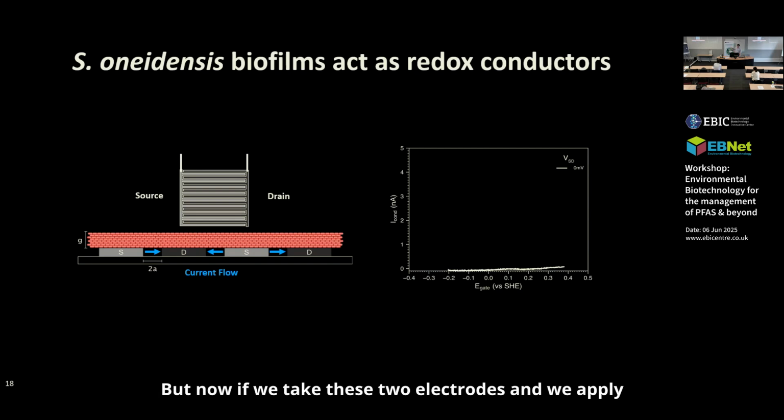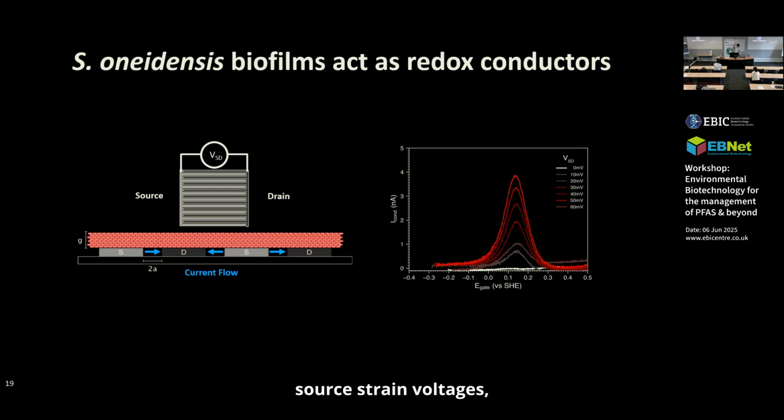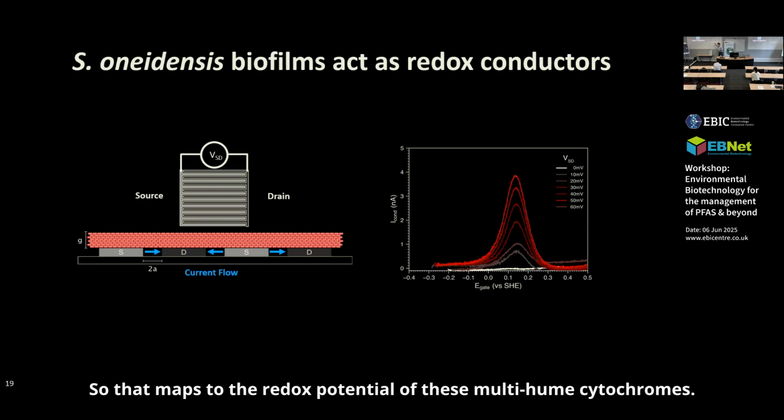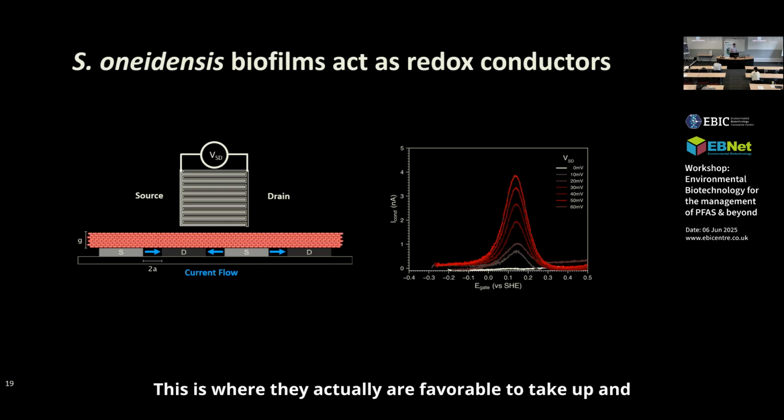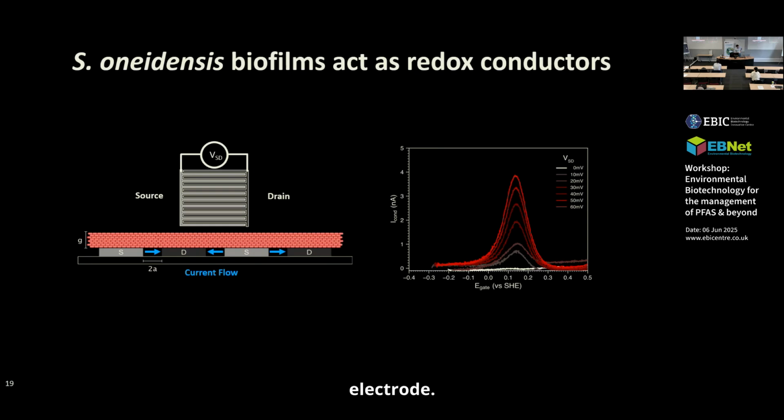But now if we take these two electrodes and we apply source drain voltages, you get a very different profile on what this conduction current looks like. And so as we start from sort of this low potential to this high potential, you can see these peak-like features that appear here centered around this one particular redox potential. And so that maps to the redox potential of these multi-heme cytochromes. This is where they actually are favorable to take up and donate electrons. And so you see this sort of redox conduction. This looks a lot like redox polymers if you make electronics out of those, but made out of living cells that we pattern on top of the electrode.